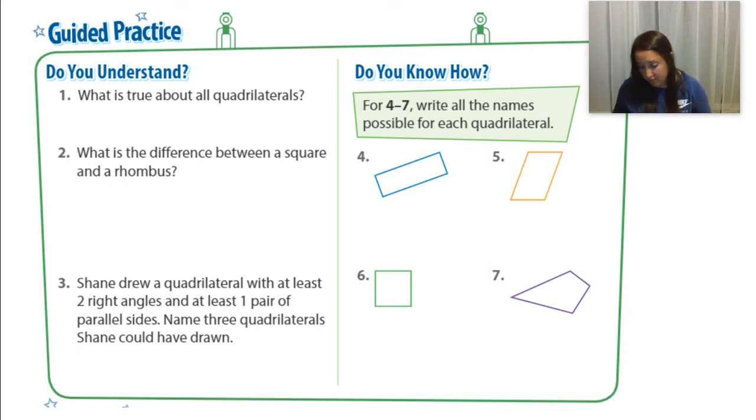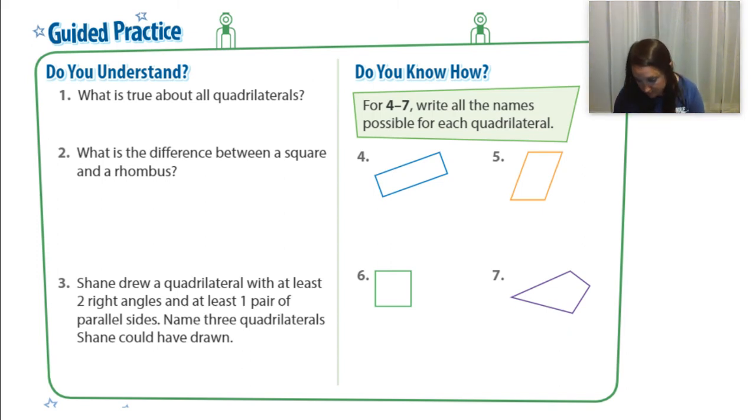For number 5, again, number 5 is going to be a quadrilateral. It has 4 sides. Looking at its parallel sides, I see that it has 2 pairs of parallel sides. So number 5 is also going to be a parallelogram. And then there are no other names for number 5.